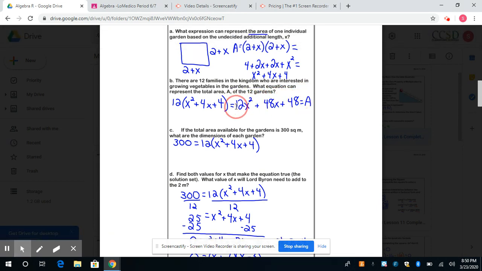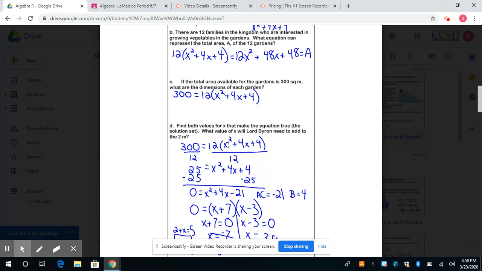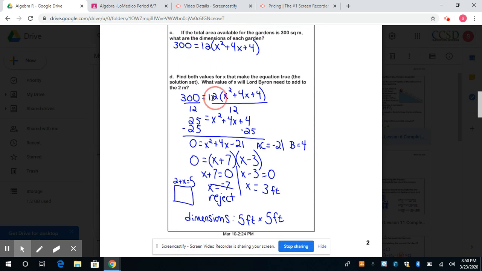We found the total amount of area for the 12 gardens, but now they're saying the total area is equal to 300. So we're allowed to set those equal, but they want the specific dimensions. We have to find x. So we have to get x by itself, all right? So take the number in front first, divide by 12, simplify that to 25 equals x squared plus 4x plus 4. All right, remember, you're dealing with quadratics, you're factoring.